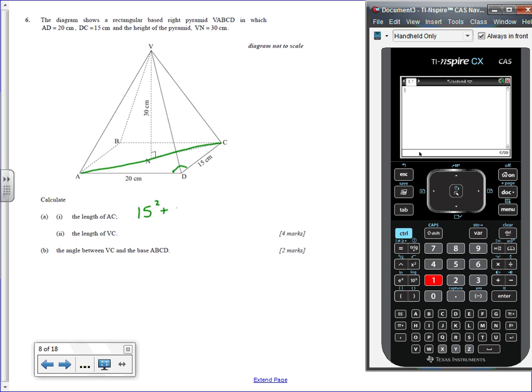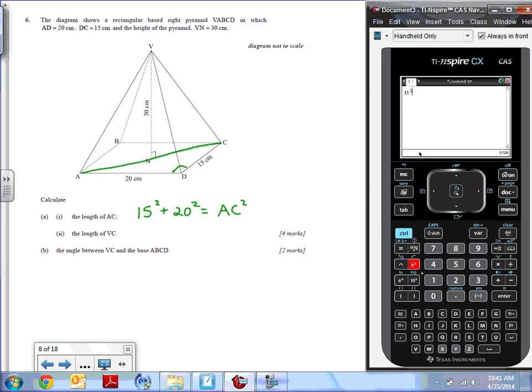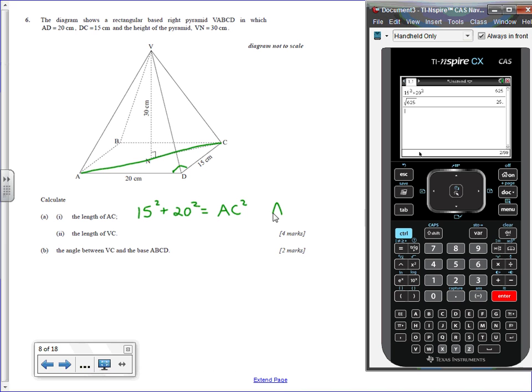So 15 squared plus 20 squared equals AC squared. If we need the calculator to solve that one, we just do 15 squared plus 20 squared, and square root that answer. If you recognize that this is just going to be one of those perfect Pythagorean triples, you'll know that AC is going to come out to exactly 25. Units are centimeters on this.